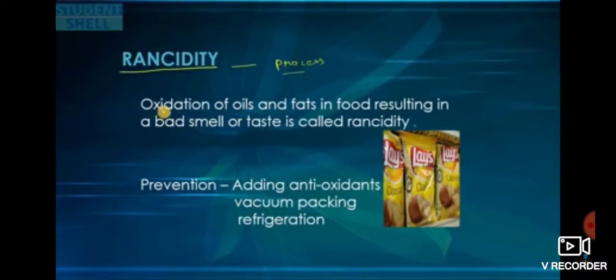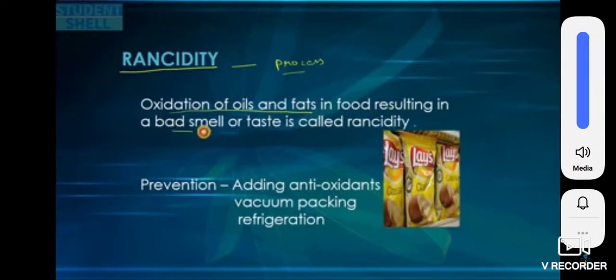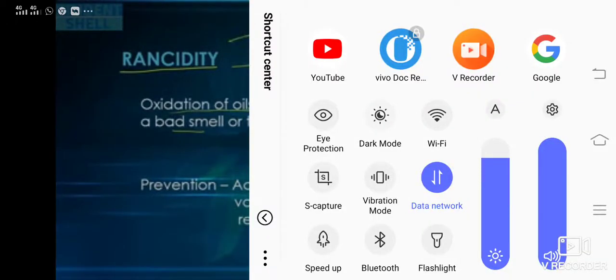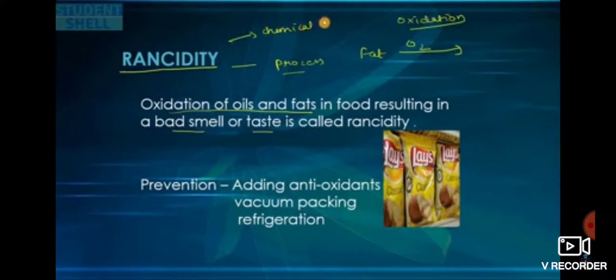It is the process of oxidation of oil and fat which is present in the food, which results in bad smell and taste. And this whole process is called rancidity. Now, any food that has fat in it, what happens? It reacts with oxygen. Since oxidation is taking place, I will call rancidity a chemical process. So what is happening basically is these fat molecules are getting oxidized and they are giving me the products which will spoil the food.